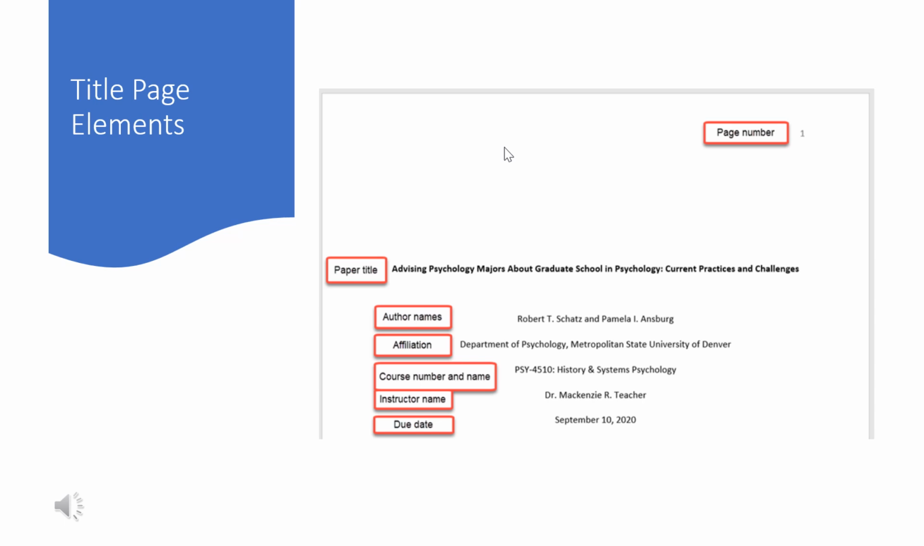The APA title page should look like this. The affiliation consists of the department of the course and the name of the university. Write the course number and name and the instructor name as shown on the course materials. Use the date format used in your country for the assignment due date. Page number 1 appears in the top right of the page in the page header. No running heads are required for student papers.